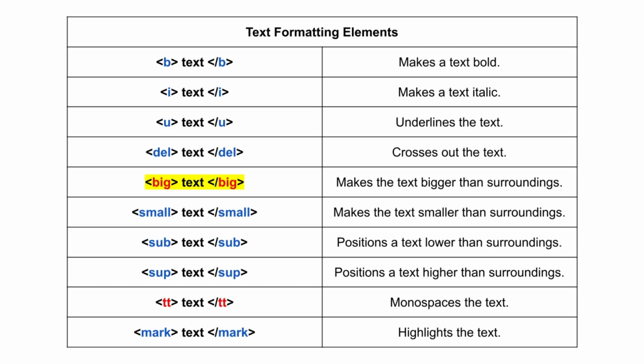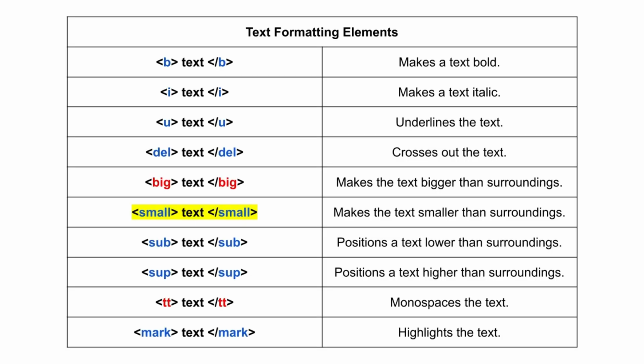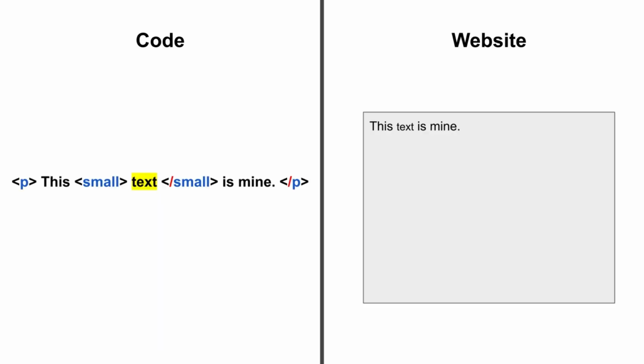The next element is the big element. This is written using the big keyword. It makes the text inside slightly bigger than its normal and neighboring font size. The next element is the small element. It is the opposite of the big element and is written using the small keyword. It makes the text inside slightly smaller than its normal and neighboring font size.